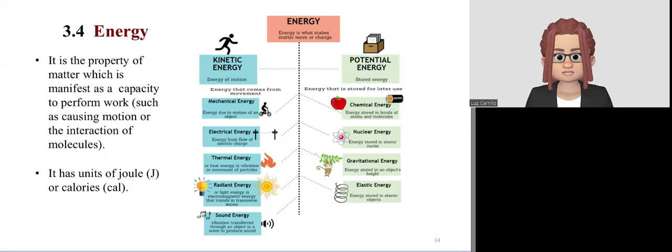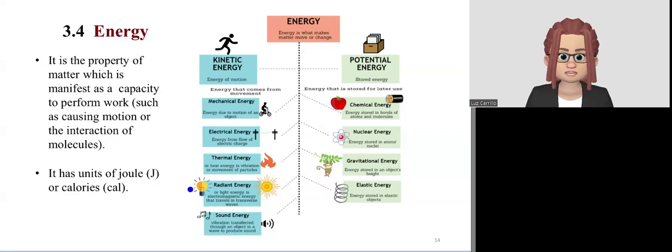When it comes to energy, which is what makes matter move and change, we have two large ways in which we can see it or describe it. Energy can be classified as kinetic energy, which is the energy of motion. And this energy, because it comes from movement, it can come in the form of mechanical energy, which is due to the motion of an object. Kinetic energy can come in the form of electrical energy because it's the energy from the flow of electric current. It can also come in the form of thermal energy, which is also known as heat energy, which comes from the vibration of movement of particles.